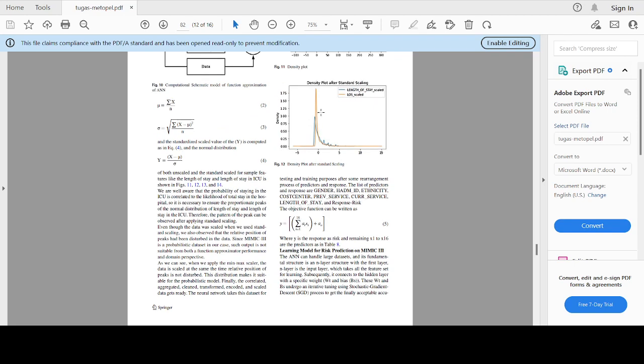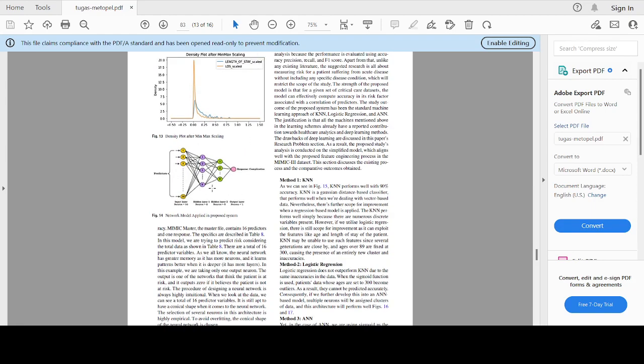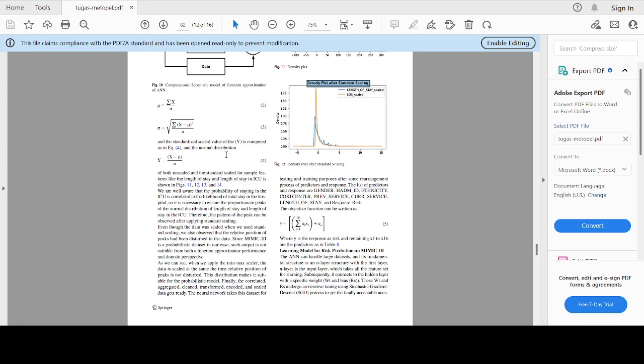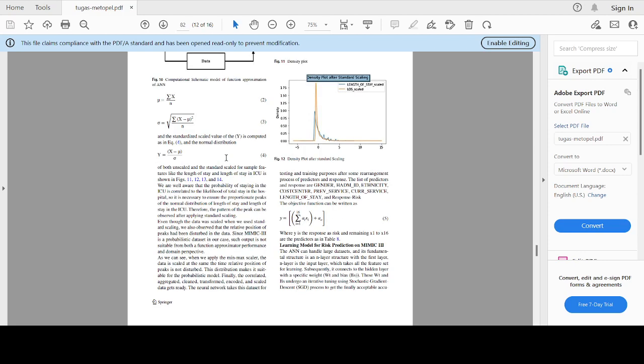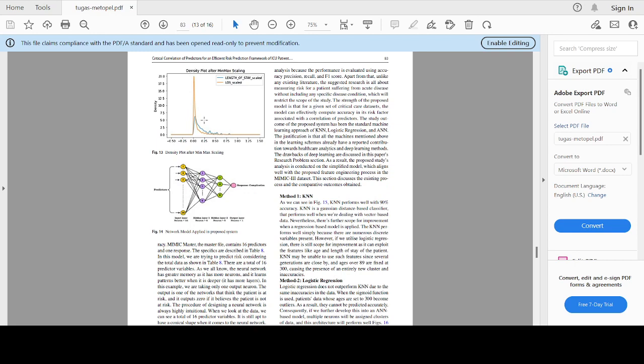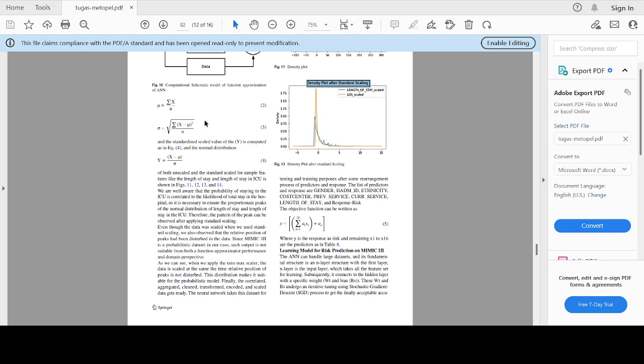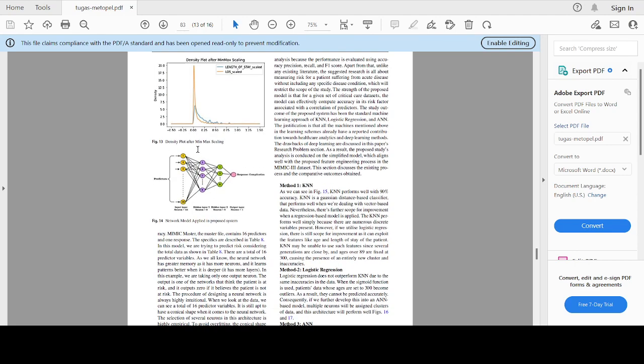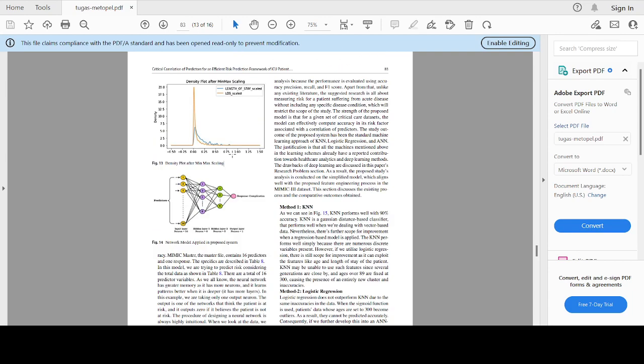This is the density plot after standard scaling, and this is after min-max scaling. This is the scaled loss. The peak got higher, and this is the length of stay scaled. This is the figure of the standard scaling and the min-max scaling.